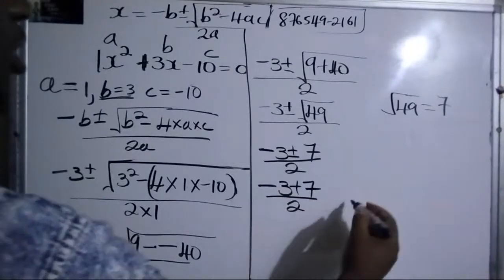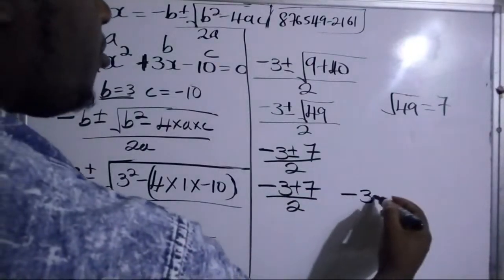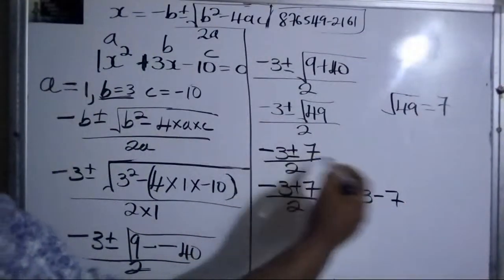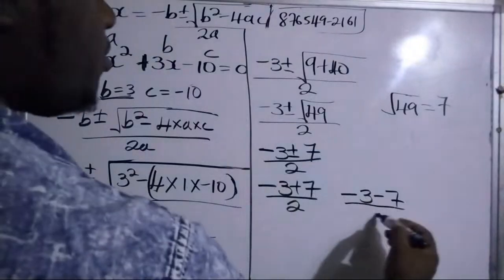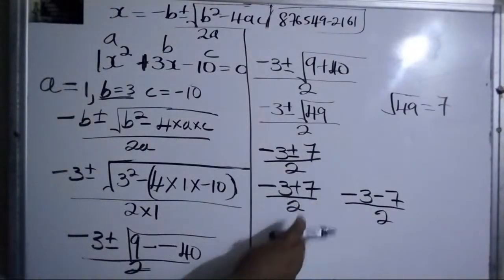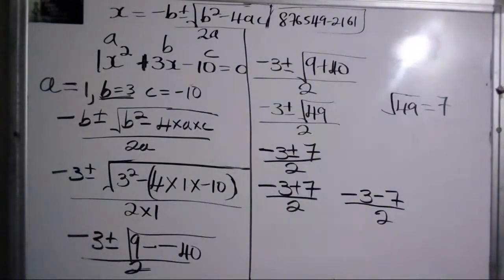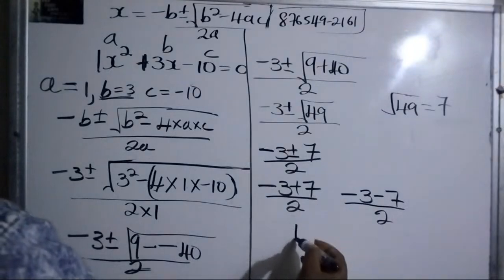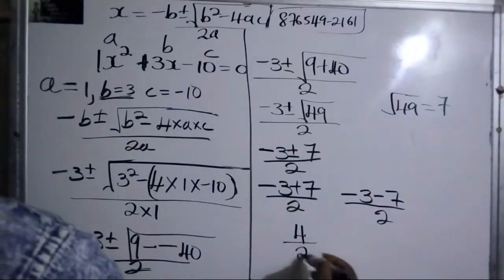Just let me finish. And then you have minus 3 minus 7. So that's what the plus or minus mean. One you take the plus, the next you take the minus. So this now, negative 3 plus 7. One is positive and one negative, so we subtract. The 7 is bigger, so it's as if we're saying 7 minus 3, which is 4 over 2.